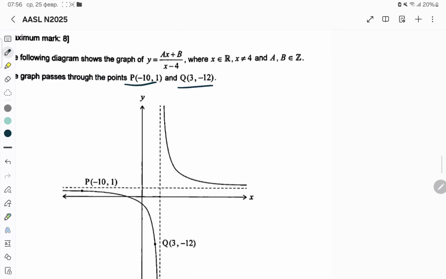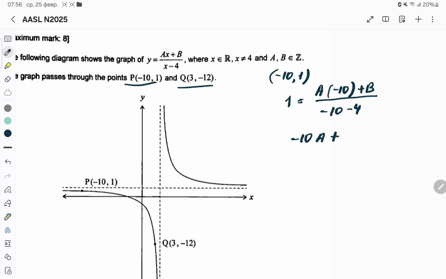So if 2 points are given, let's use the coordinates of these points to find the corresponding equations. So y is 1, so instead of y I plug in 1: 1 equals a times negative 10 plus b over negative 10 minus 4. So that's how we obtain the first linear equation, negative 10a plus b equals negative 14. This is our first equation.